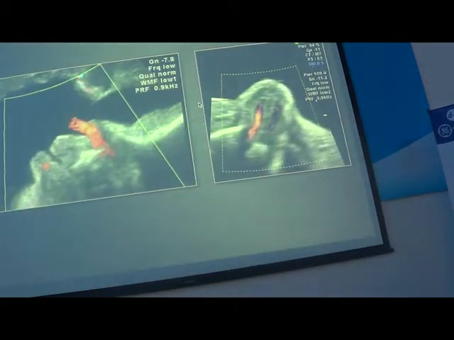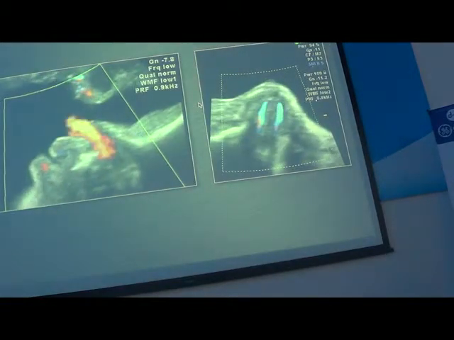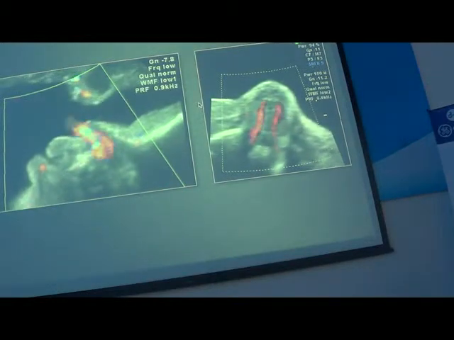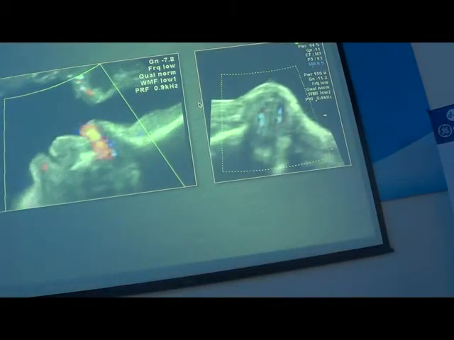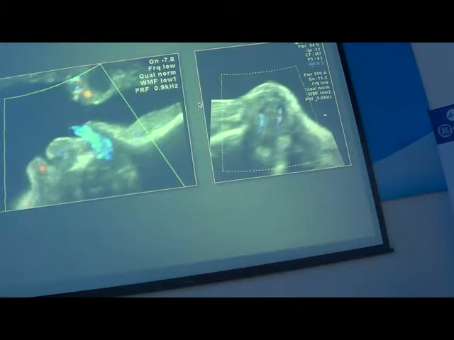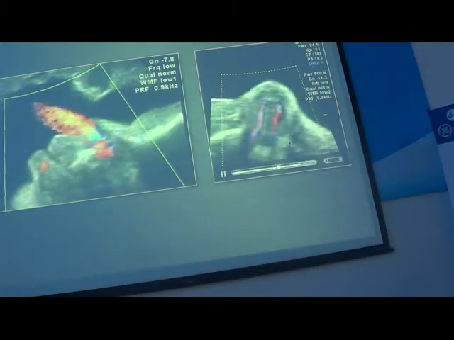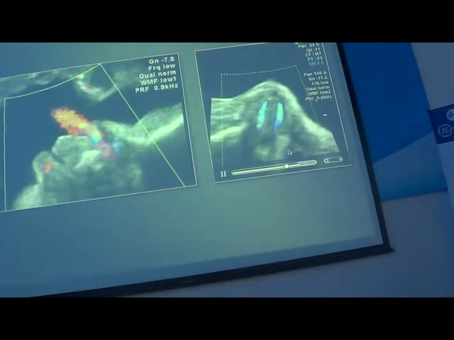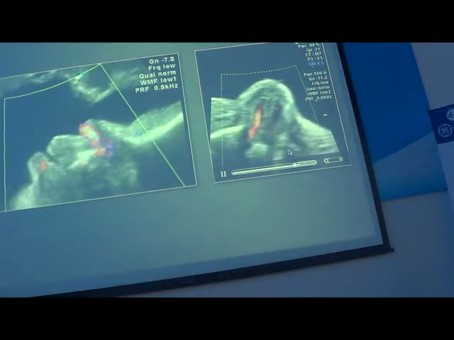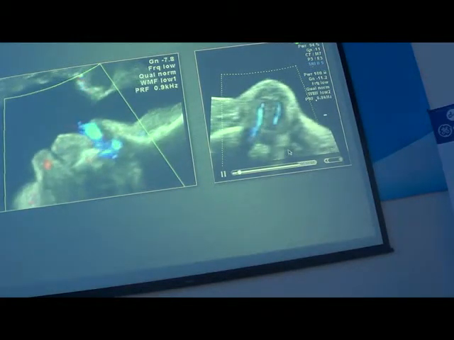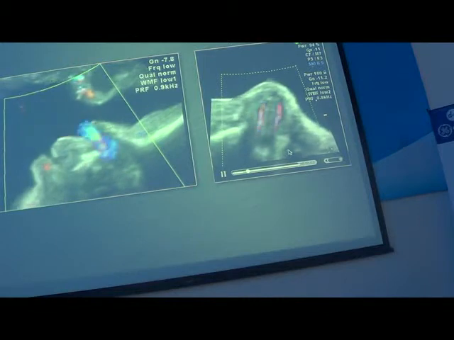This is with color Doppler. You can see the fluid inside the mouth and also inside the nose. Now it's a baby breathing with the fluid going inside and outside.